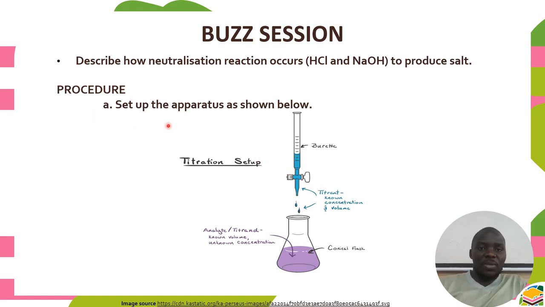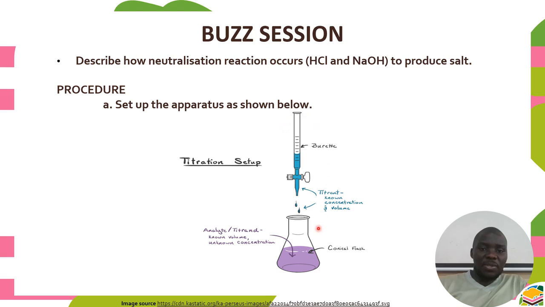For the procedure, we need to set up the figure as shown. We need a clamp stand which is going to hold the burette. Here we have a burette, we have a conical flask, and we have some solution here. So we need to set up like this. We have a conical flask here.